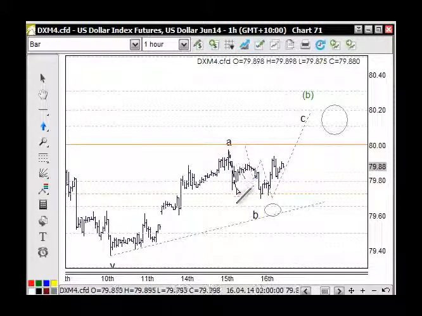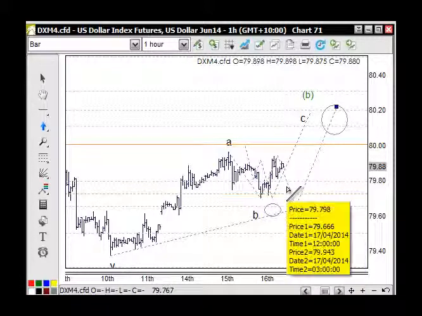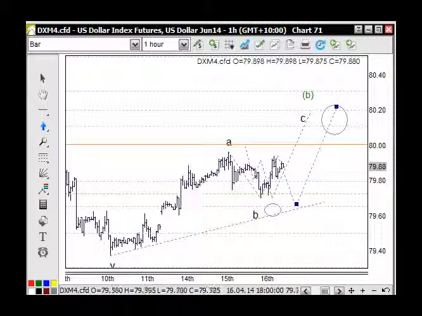So instead of having an A and a B and a C to here for the B wave, we can have an A and a B and a C to here and then up through here. But either way, it shouldn't pull back down much further than here anyway. So that's what we're looking for there. And of course the euro would be doing the opposite, wouldn't it?